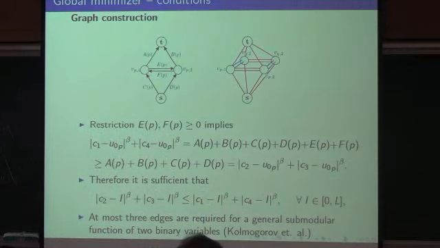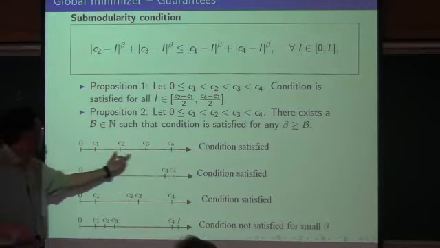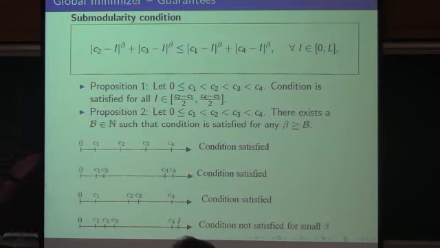And this condition turns out to be correct if the four constants are evenly distributed, which means the distance between them are nearly the same. That condition is correct. If two of them are close, two of them close, that is correct. This is also okay, but this is not okay.